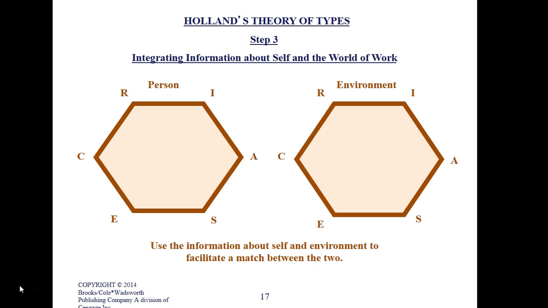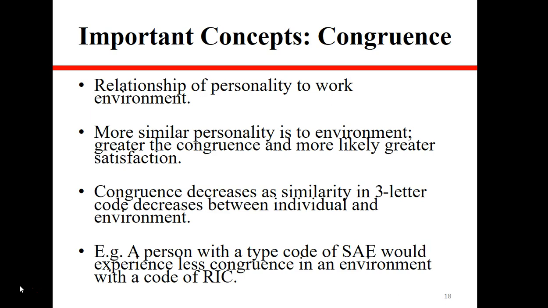There are several other concepts that are important to consider as part of Holland's theory. So first of all, the concept of congruence. That is the relationship of personality to the work environment. So as we are trying to match the individual's codes with the codes represented in the work environment, the more similar the personality is to the environment, the greater the congruence and more likely greater satisfaction. So congruence has to do with similarity between the person's preferences and the preferences that are reflected in the environment. So congruence decreases as similarity in the three-letter code decreases between the individual and the environment.